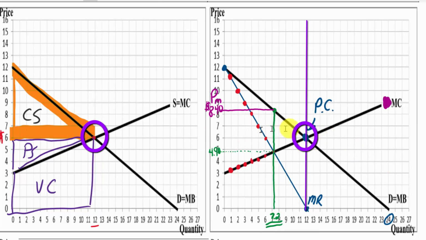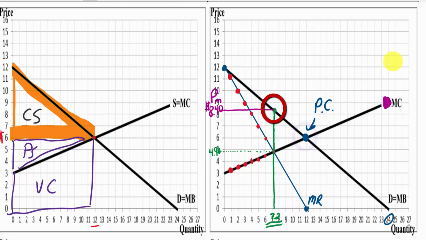Equilibrium price of 6, equilibrium quantity of 12. The monopoly is going to cut the quantity from 12 to 7.2 and raise the price to $8.40. Now, what else could we do here? Well, again, we can answer the question: what would happen to the amount of producer surplus and consumer surplus, and is this going to create a deadweight loss?